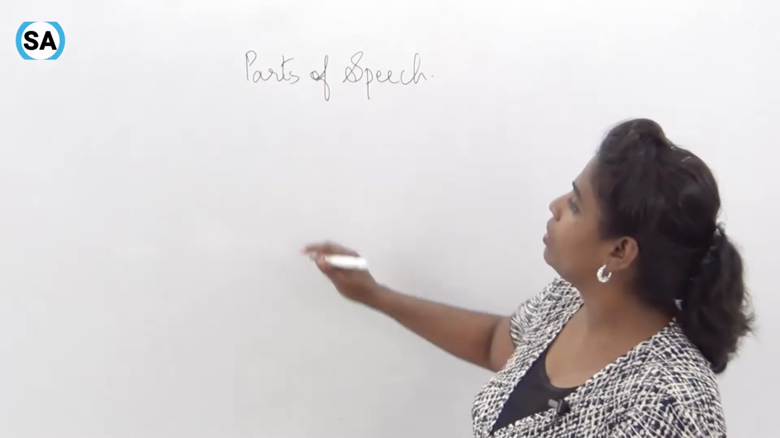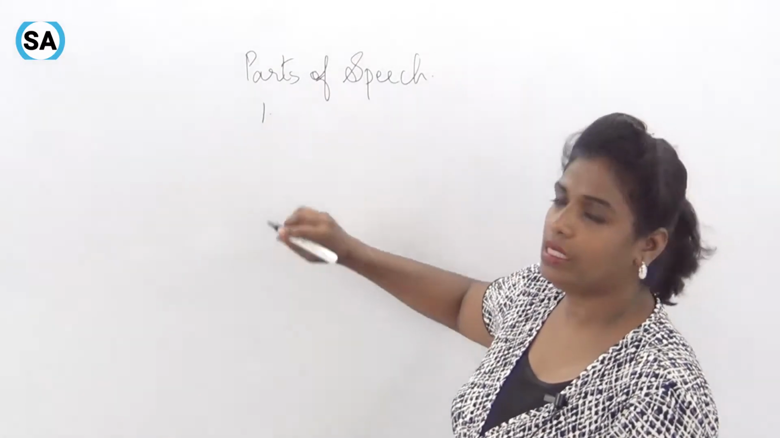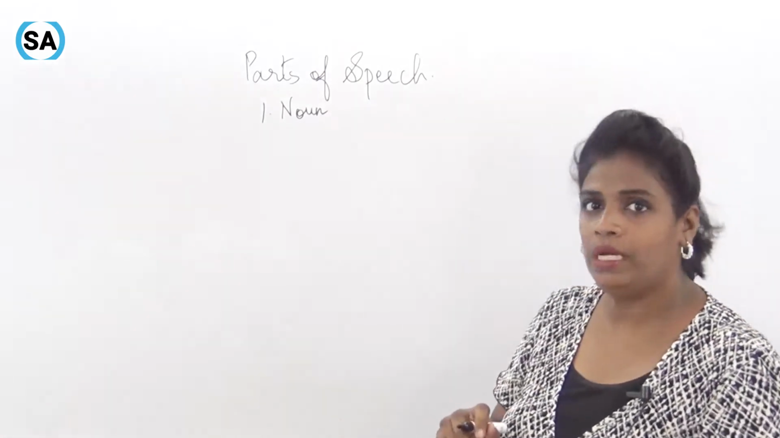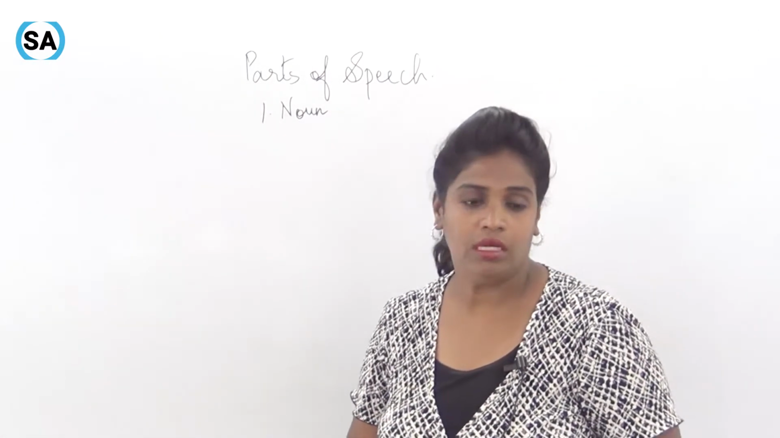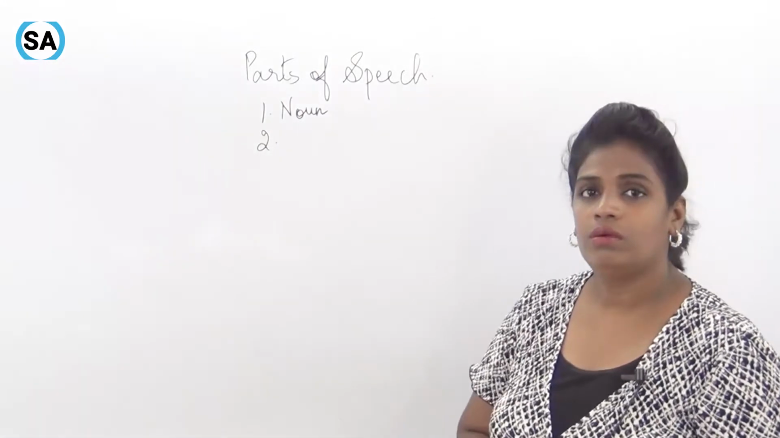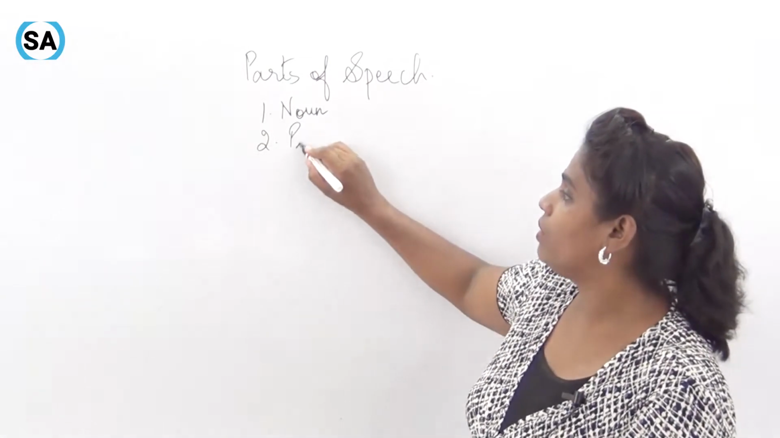We will go accordingly. First one is noun. We know what is a noun. A noun is a name of a person, place, animal, thing. Name of a person, place, animal, thing. Then we know what is a pronoun.